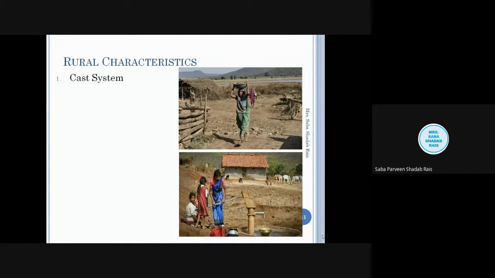Interdependence of the castes is there due to specialized occupation. Like if you go to a common village, a village in the area of Vasai.